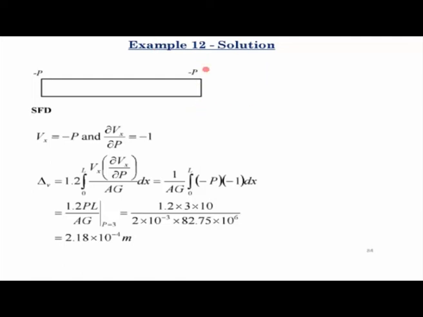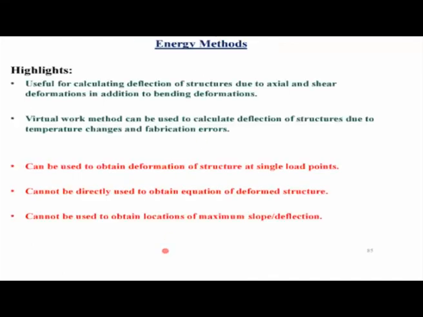So with that, I would now like to round up these two methods, that is Castigliano's theorem as well as the virtual work method. Just remember that both of these are energy methods, that is, they are based on the principle of conservation of energy. They are useful for calculating deflection of structures due to axial and shear deformations in addition to bending deformations. Now this is applicable for beams and frames.